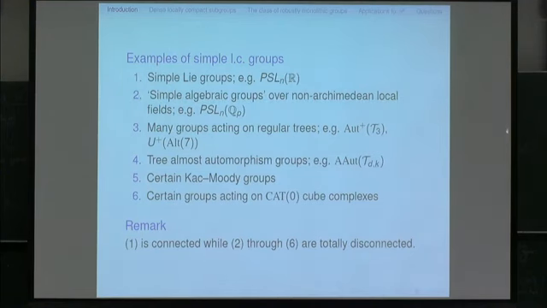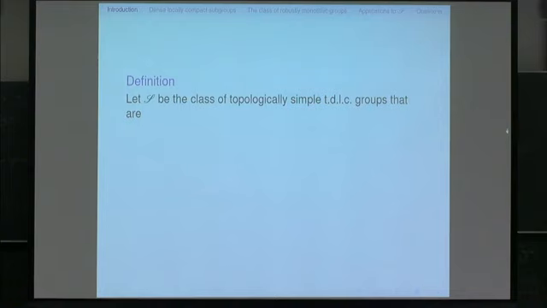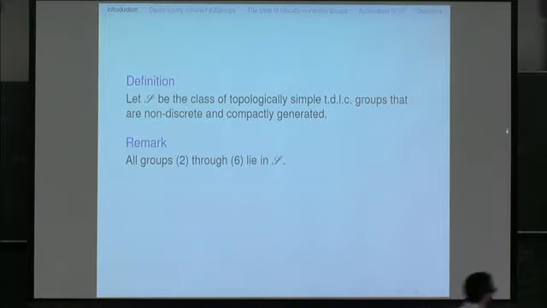I jumped the gun. Okay, so before I get there, I should say, so what do all these groups have in common just on the surface of them, 2 through 6? So the class of groups that we'll study is the class S, which is the class of topologically simple, totally disconnected locally compact groups that are non-discrete and compactly generated. So let me write this definition down because I'll appeal to this all the time. And the point is that all of these groups that are disconnected lie in this class.